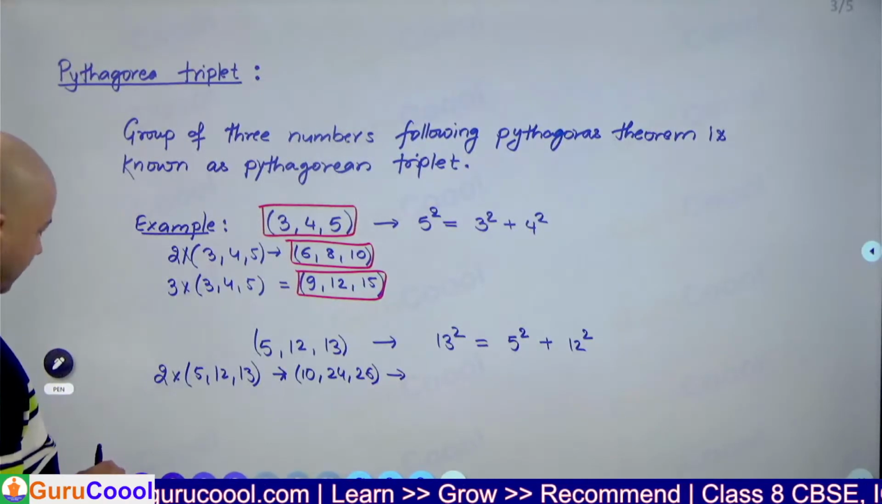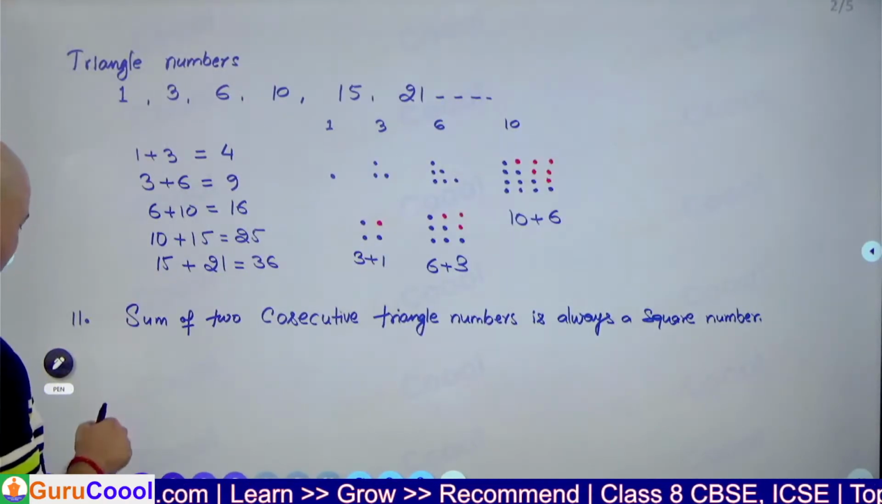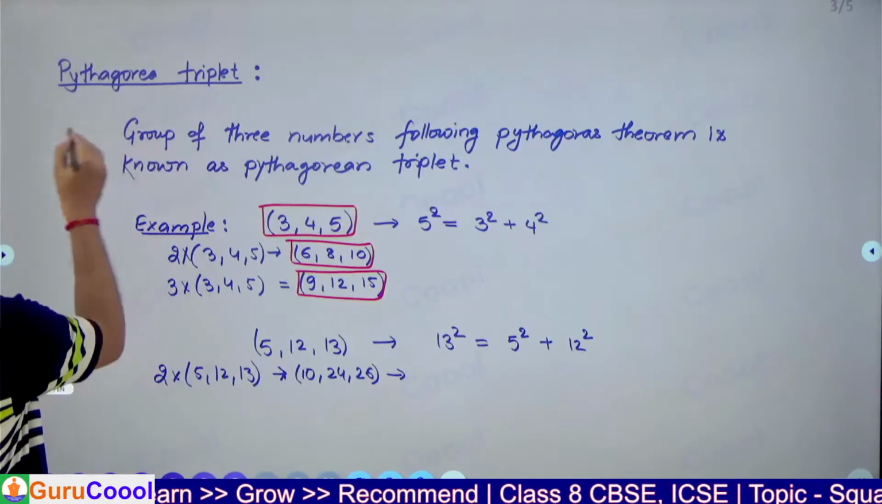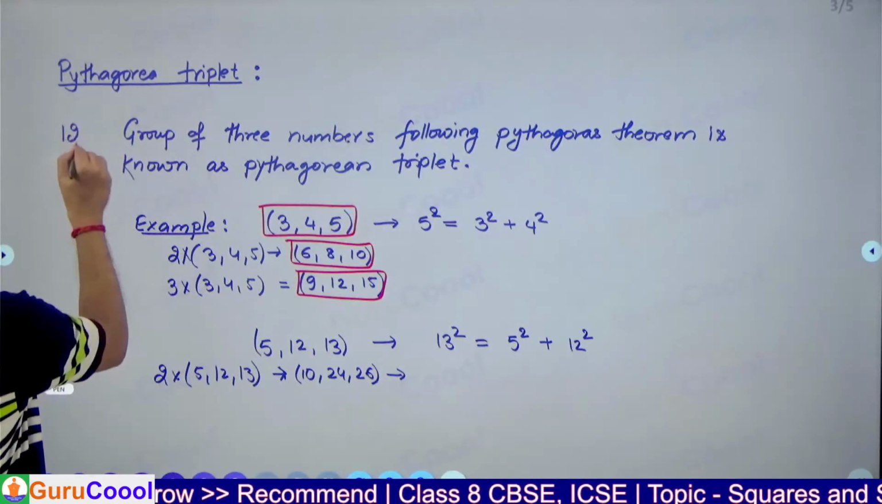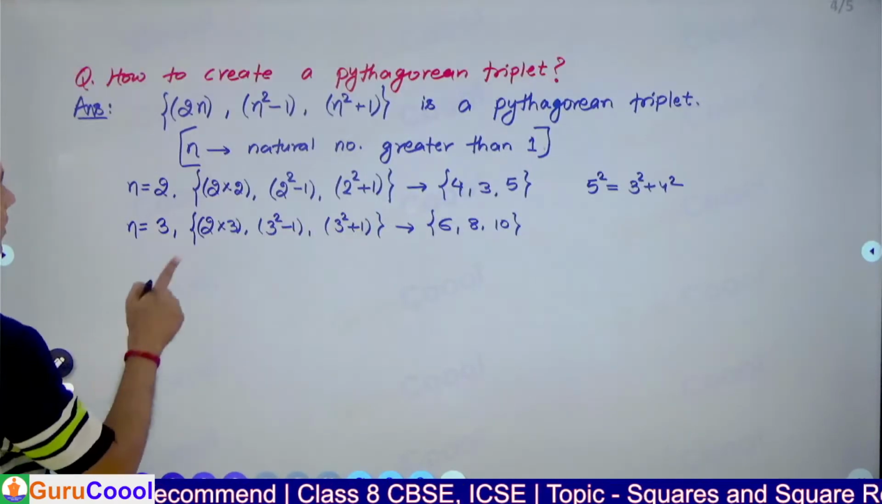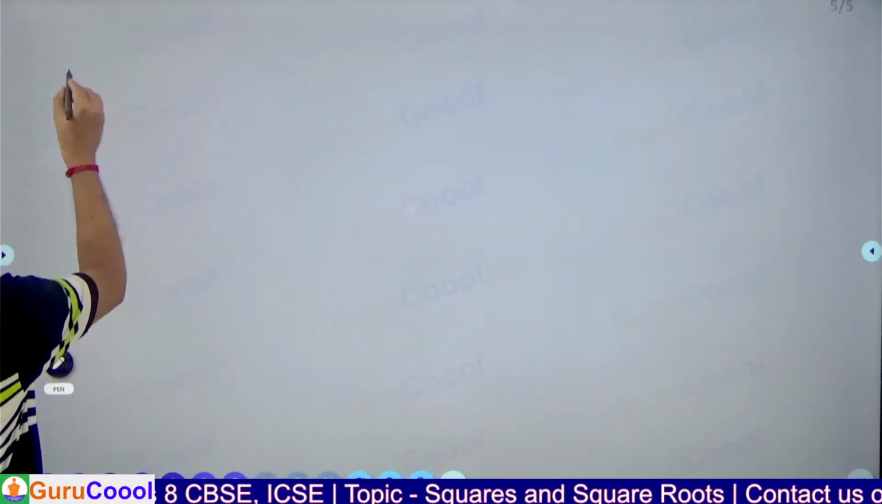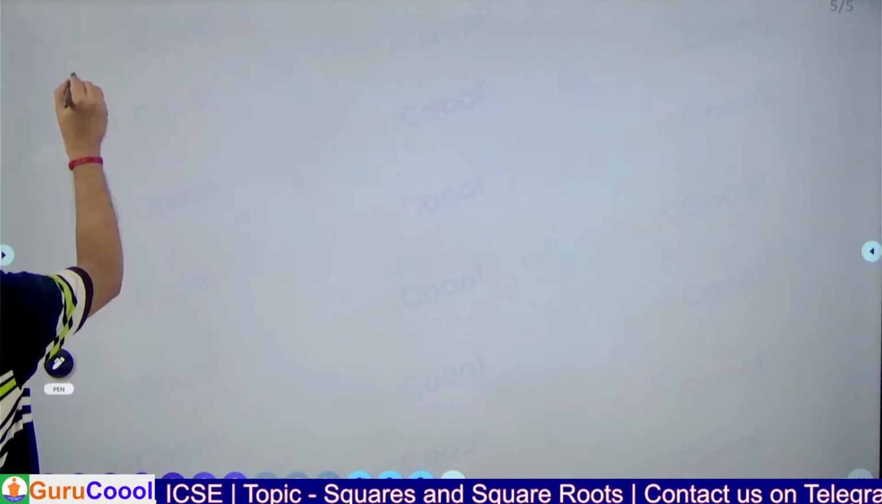Pythagorean triplet. This was number 11 and this is number 12. This is same. Now number 13, sorry. Number 13.